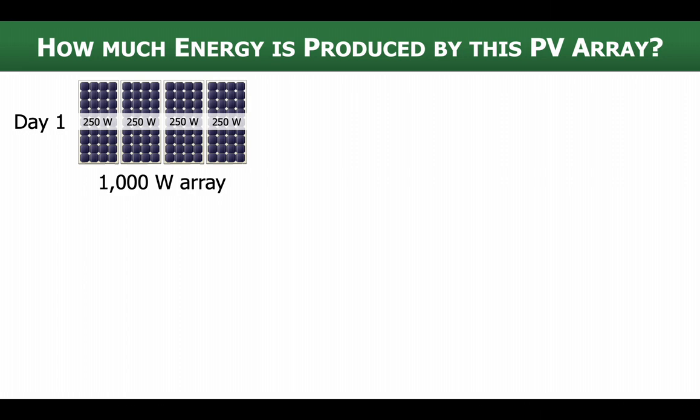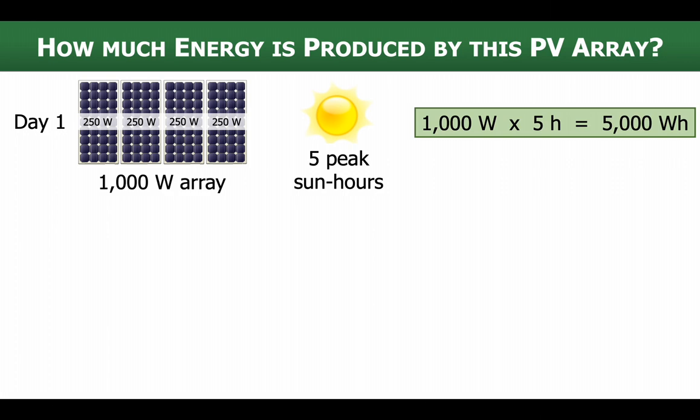We don't know anything about energy until we have some time component applied to this. So let's say that this PV array is exposed to 5 peak sun hours. And we're not going to get into peak sun hours. Essentially, it's a way to quantify the amount of sunlight that an area gets equivalent to a certain intensity level. If we have that 1,000 watt array out there for 5 peak sun hours, we are going to get, as you imagine, 5,000 watt hours. 1,000 watts of power times 5 hours, 5,000 watt hours.